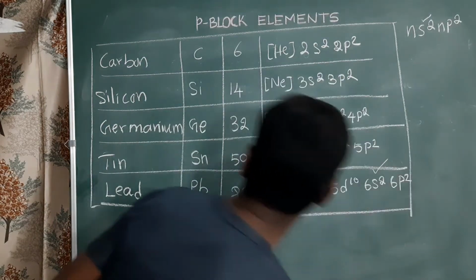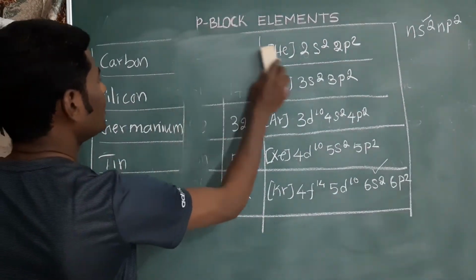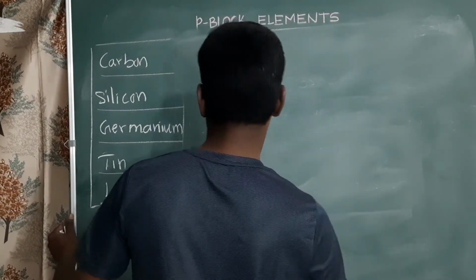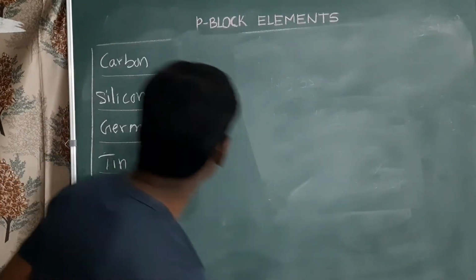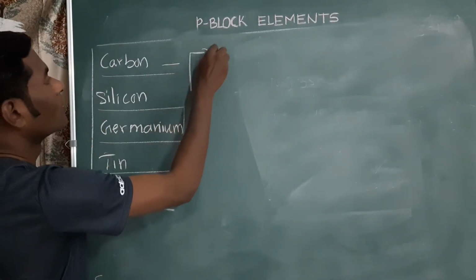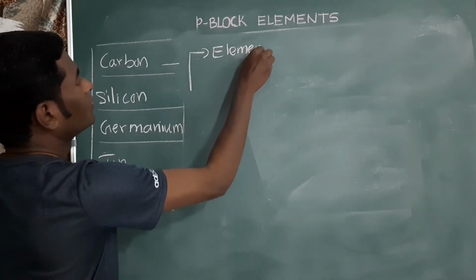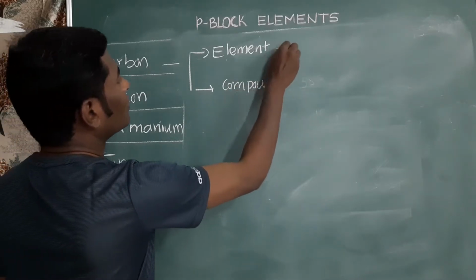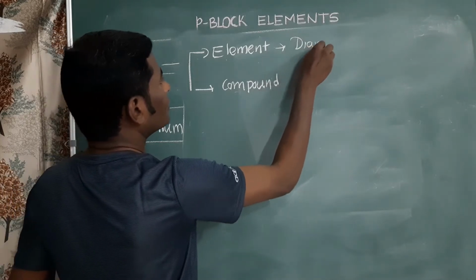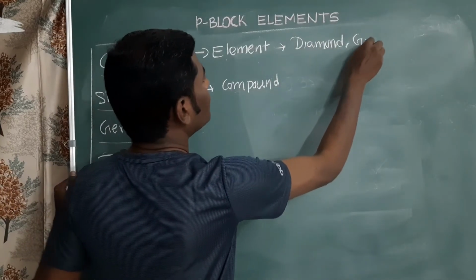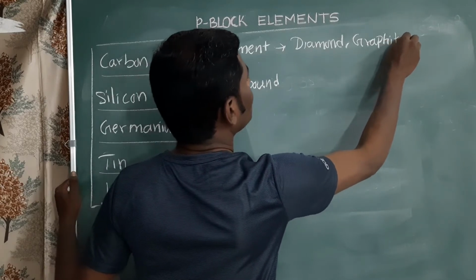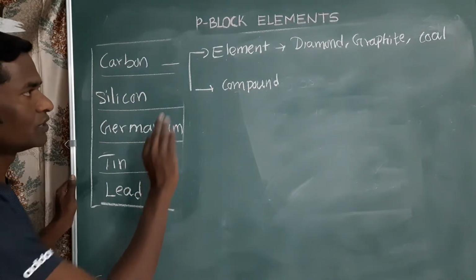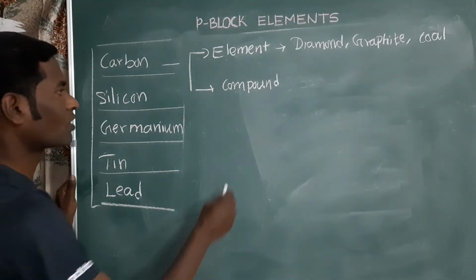In group 14, the first element is carbon. Carbon is the 17th most abundant element in the earth crust. This carbon is obtained in the form of elementary state as well as compound state. Diamond, graphite, coal, they are made up of carbon. It contains only carbon. So this form is called the elementary form of carbon.